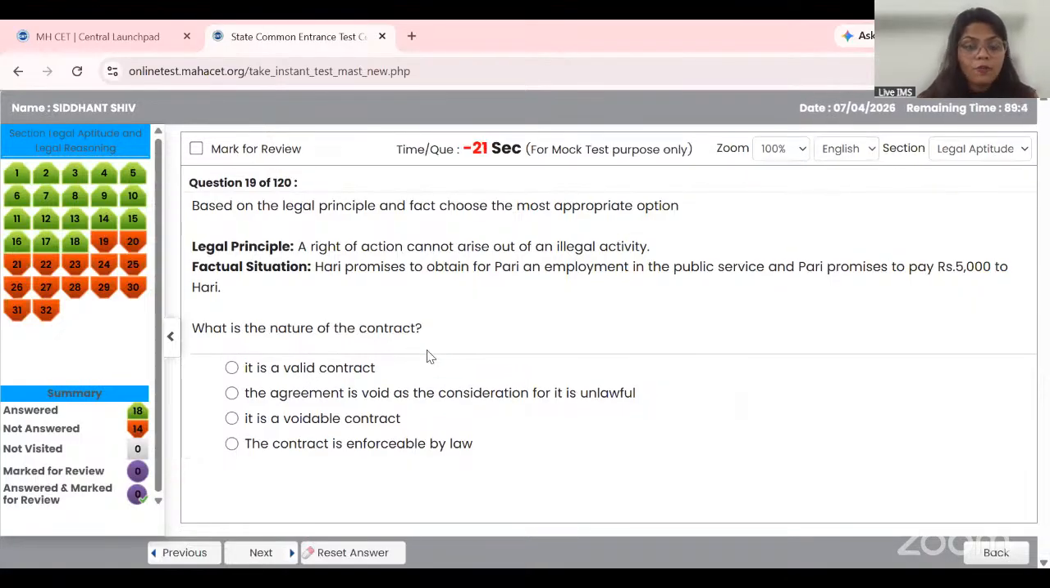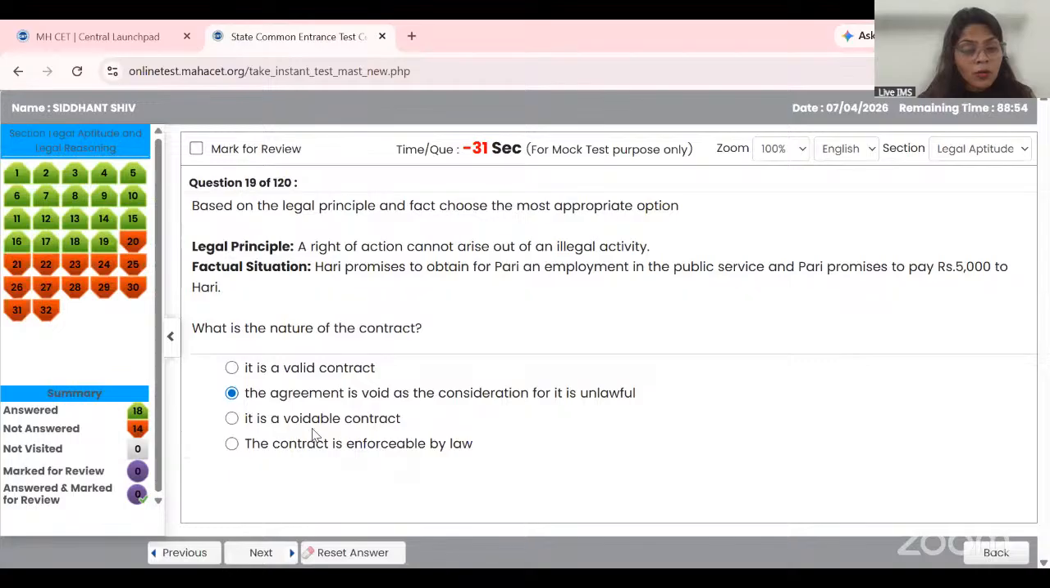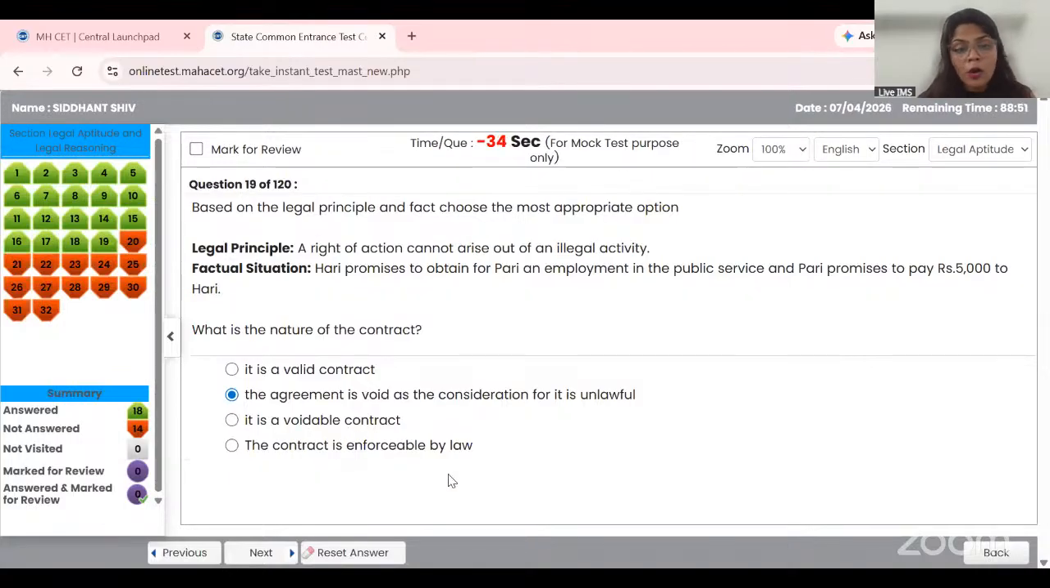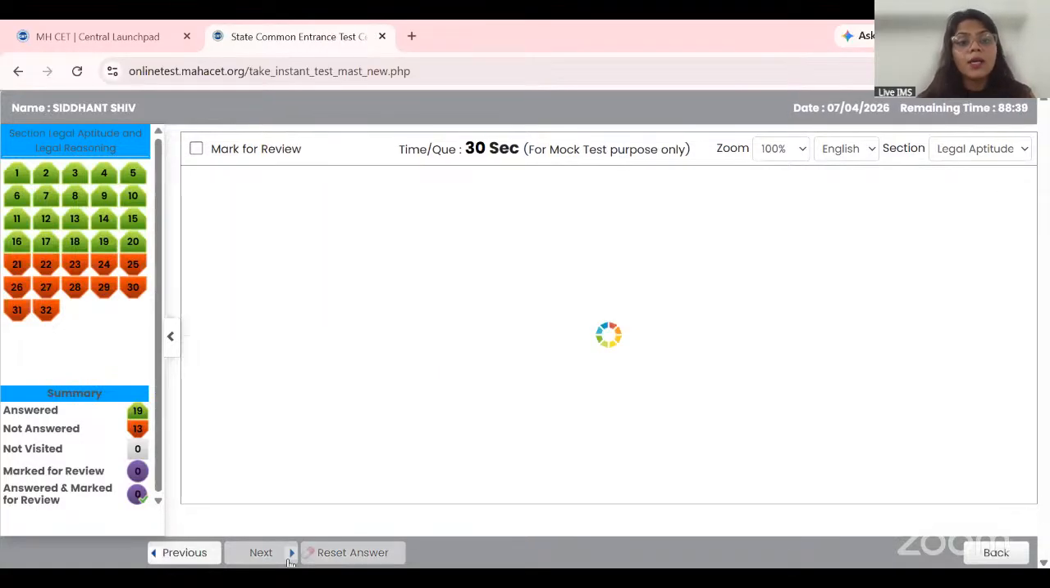What is the nature of contract? The question is, what is the nature? It is not a valid contract. It is void as consideration, for it is unlawful. Yes, this seems to be the correct answer. Other answers are not right because it is making it voidable or enforceable by law, which is not the right answer. Next is Article 370 of Constitution is related to. Again, very simple. It talks about special provision for state of Jammu and Kashmir, right?